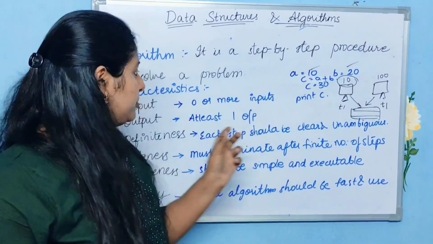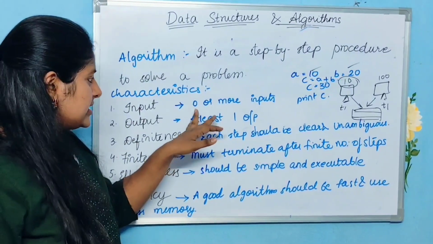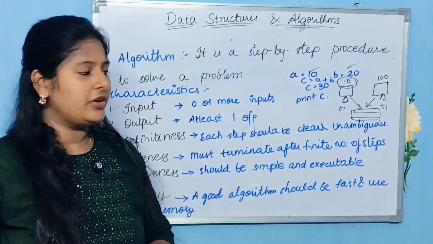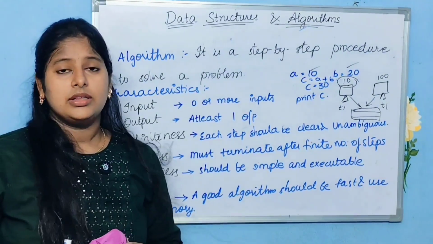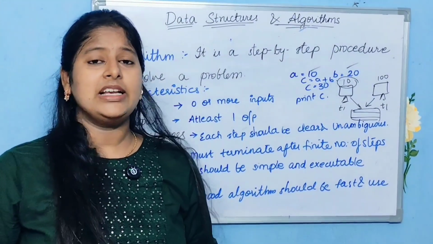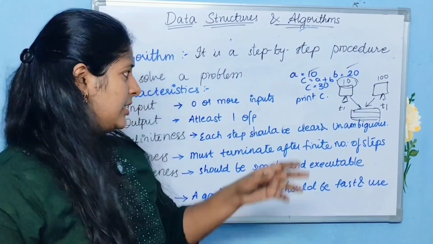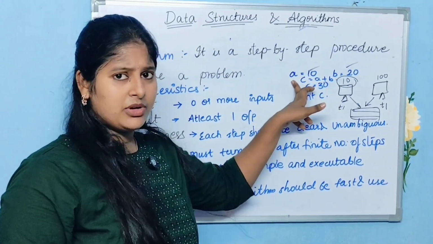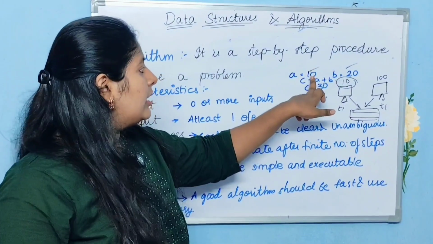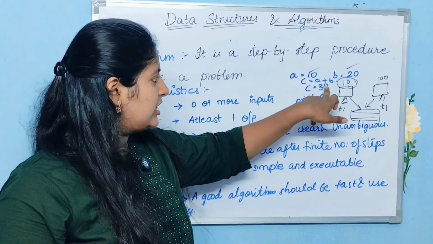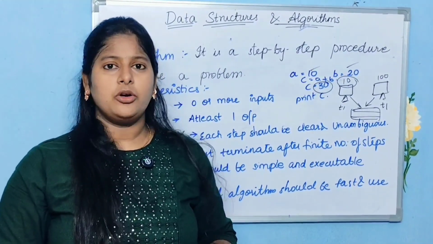I can take any number of inputs. So my first characteristic property is zero or more inputs. Output: the task should give at least one output or more. Say for example, you have considered addition of two numbers and storing it in the third variable or printing it in the third variable. First I've considered two numbers, then addition, then I've got some number, right? I got an output, right?